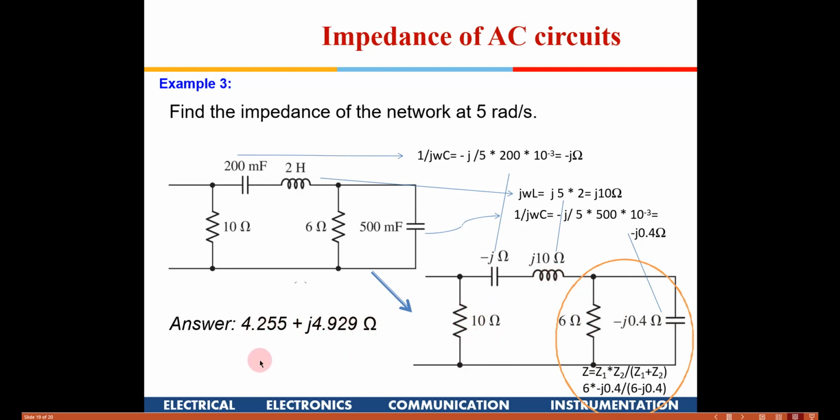You can do it at home and verify whether you are getting the final answer shown here. You can just do it as homework and verify this answer. You should be getting this.